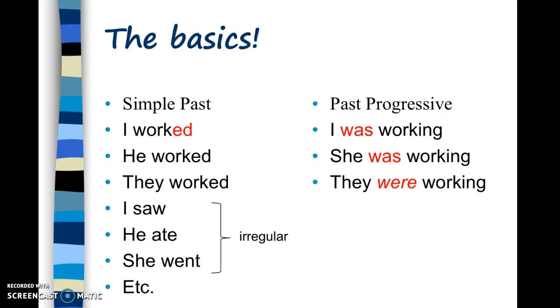The first one is the simple past, where we add ed to the verb in the base form, unless your verb happens to be irregular, in which case you conjugate the irregular form, which you have already studied. Otherwise, we use the past progressive, and your auxiliary is the past of the verb to be, and then progressive means you're adding ing to your verb. So we'll look at how and why we use them.